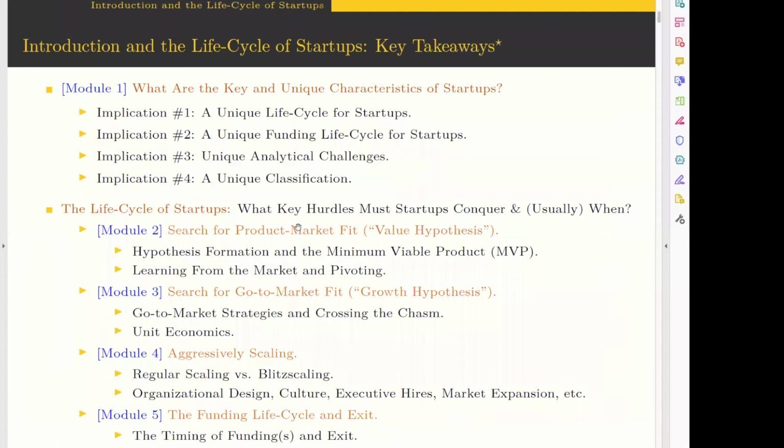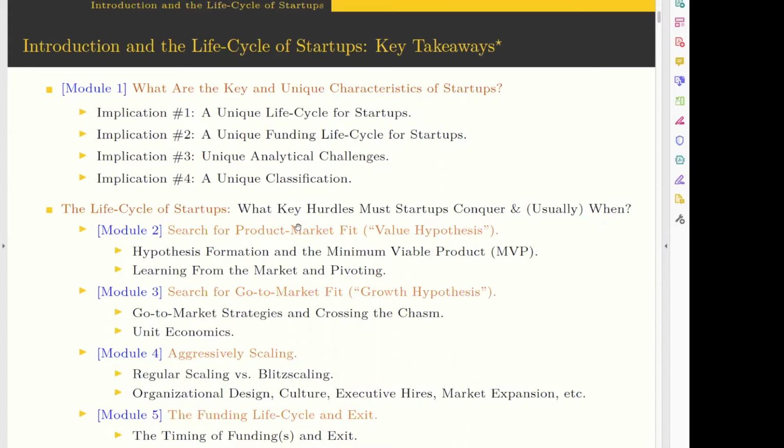So we're now going to start formal course material. At the start of every topic, I'm always going to have a slide that summarizes what we're going to do in the topic. You can kind of think of it as check marks that we're going to be going through as we go through the notes. This first topic, I call it Introduction and the Life Cycle of Startups.